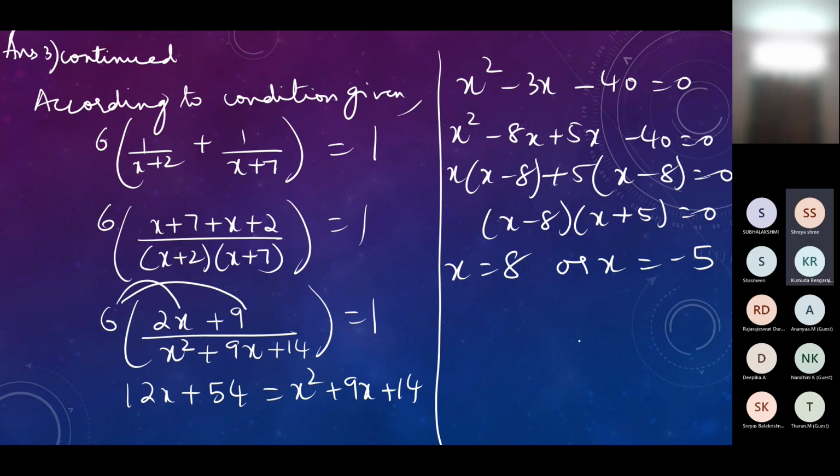So x is equal to 8, because x is 8, meaning x plus 2 is 8 plus 2, which is 10, and x plus 7 is 8 plus 7, which is 15. Fine. So the value of x is 8, not minus 5. What's the question? Find the value of x. Yeah. So the value of x is 8.